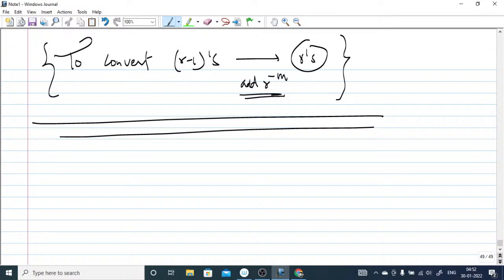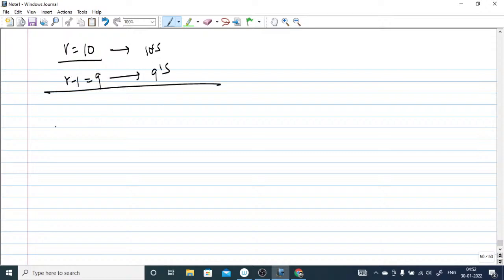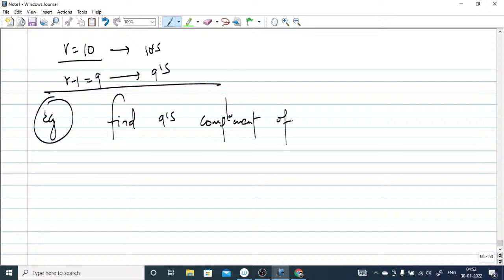The very first complement we will talk about is the nines complement or tens complement, because if R is equal to 10, this will be the tens complement, and R minus 1 will be 9, meaning the nines complement. We'll understand this through an example: find the nines complement of 327.45, which is given in decimal.